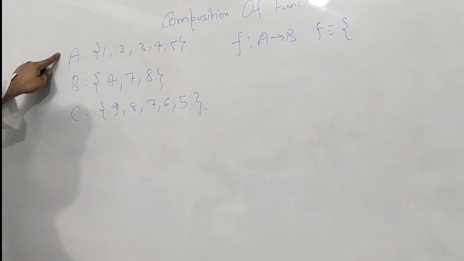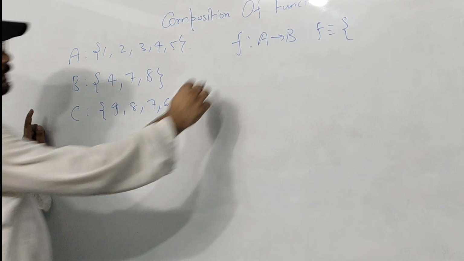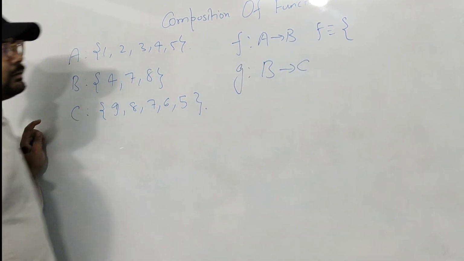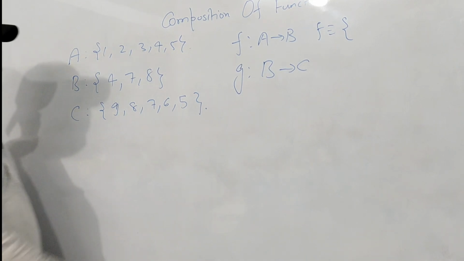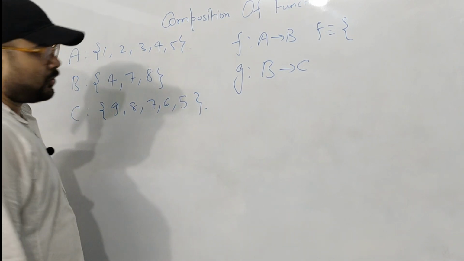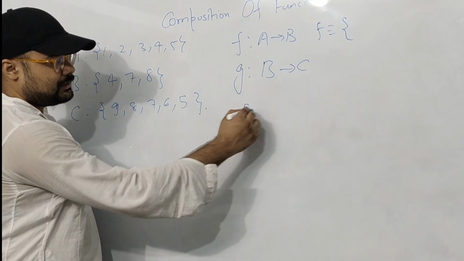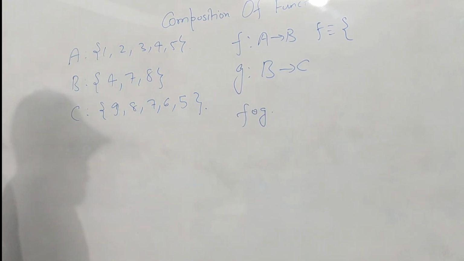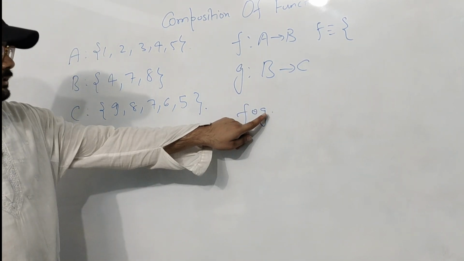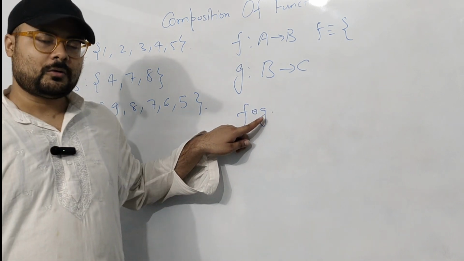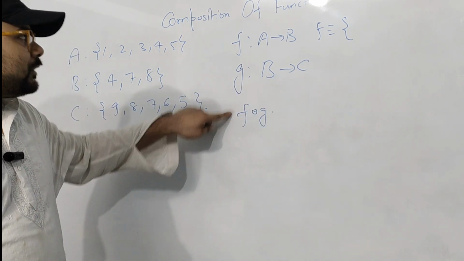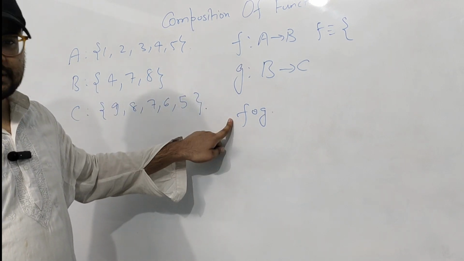Now look at this. This is your A, B, and C. F is from A to B. G is from B to C. Then what should be the composition of function? Is it fog? No. Because what is the codomain of G? Codomain of G is C. C is not the domain of F. So fog is not the composition.